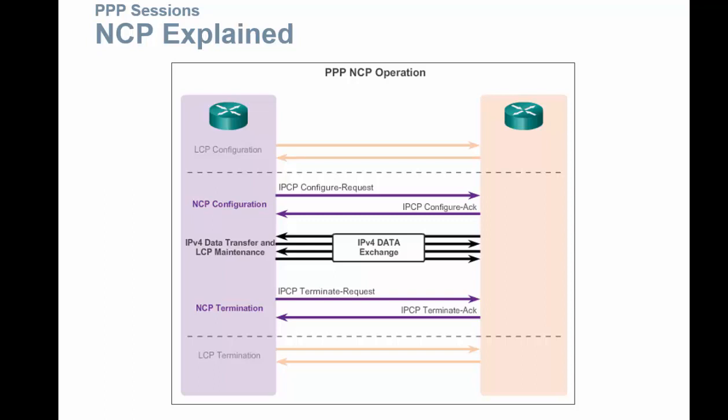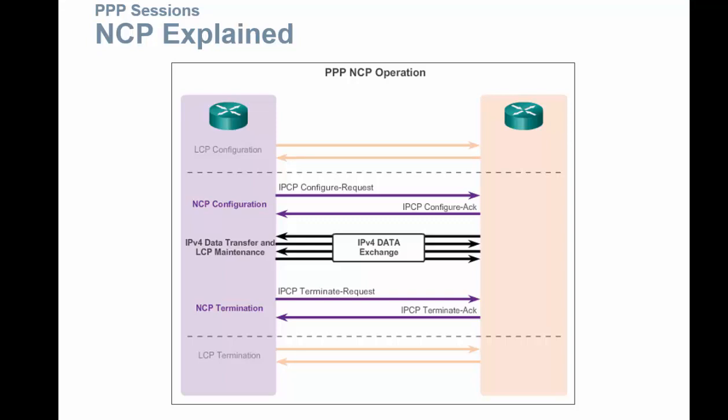After LCP has established the link, the routers exchange IPCP messages negotiating options specific to the IPv4 protocol. IPCP is responsible for configuring, enabling, and disabling the IPv4 modules on both ends of the link. IPv6CP is an NCP with the same responsibilities for IPv6.